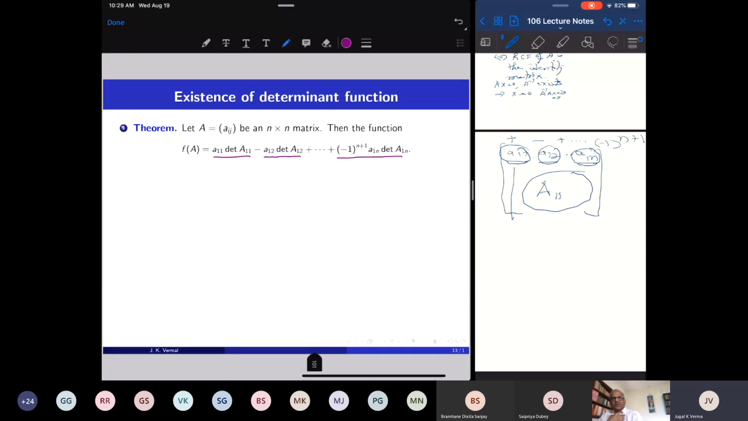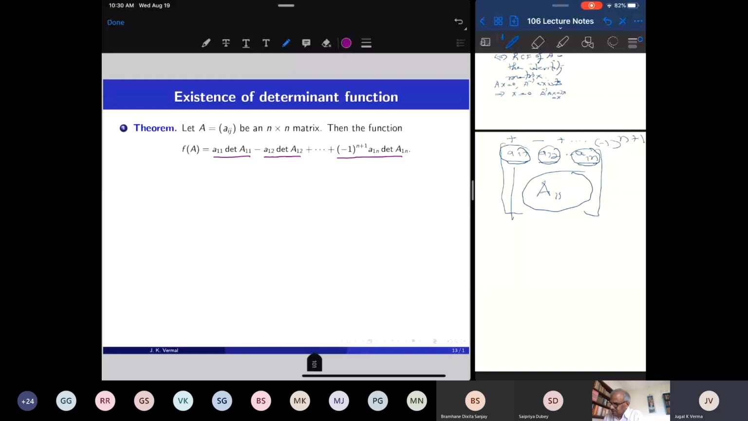You can take the second row or third row or anything, and we can also take expansion by columns or rows and write down a formula which simply looks like this. But to prove that it is the determinant, what is our approach? We have proved that the determinant function is unique. To show that this is the determinant function, I must show that it is multilinear, alternating, and its value on the identity matrix is 1.